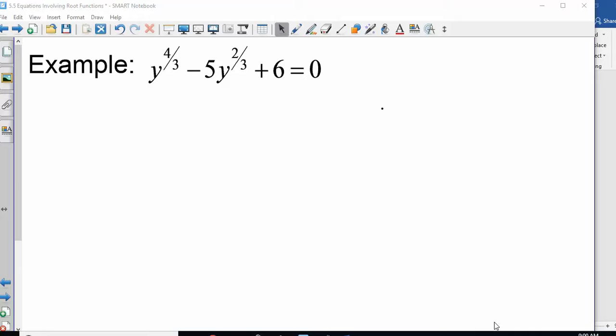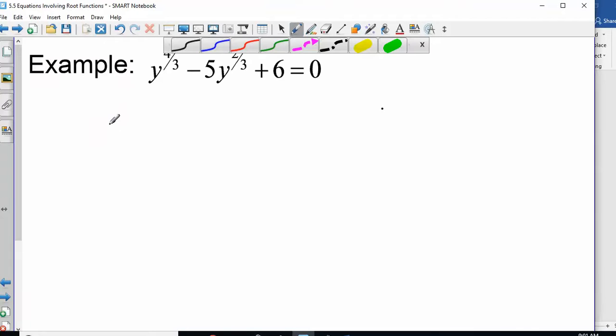So if I gave you x squared minus 5x plus 6, you would do box method, right? And we've seen where you could do that with x to the 4th minus 5x squared plus 6. If the middle term is half the power and then a constant, it's like a quadratic. Is 2/3 half of 4/3? Yes. So we could really treat this like a quadratic and do box method. Because this is a coefficient of 1, we could do the shortcut.